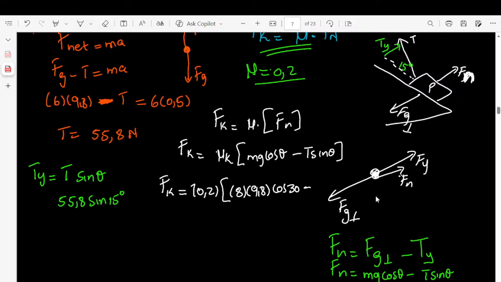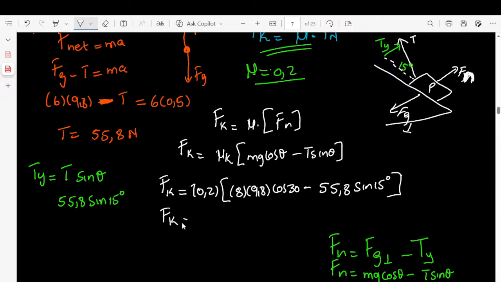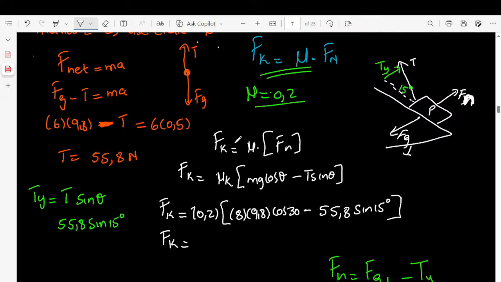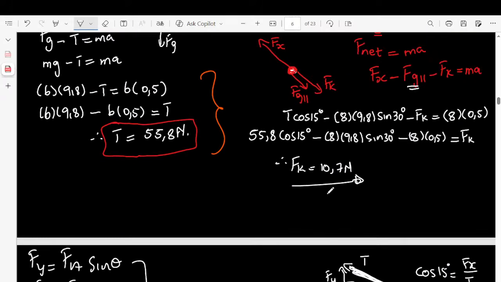I'm afraid I'll have to remove this free body diagram because everyone understands where the forces acting there are, the vertical forces. So now this will be minus 55.8, the sine of 15. That's what you need to understand. When you punch that on the calculator, you should get the same answer that we got, 10.7.